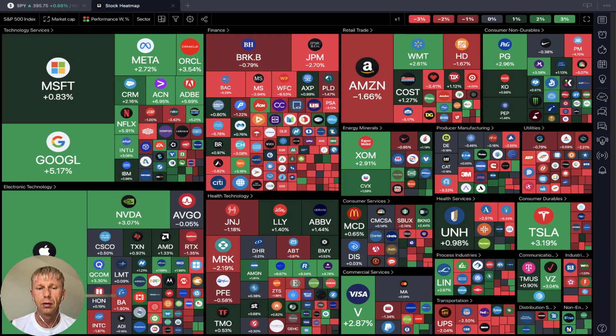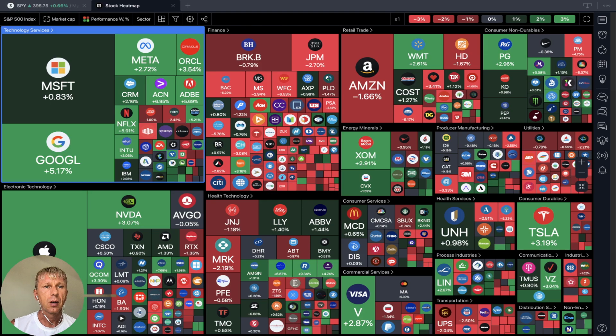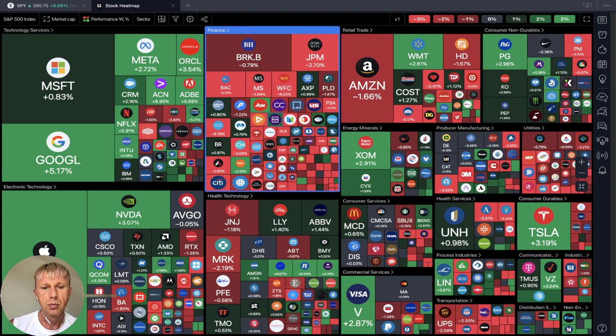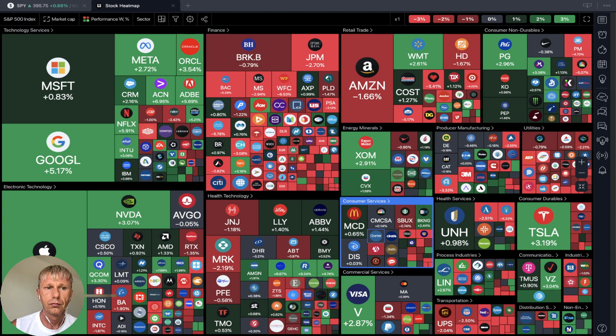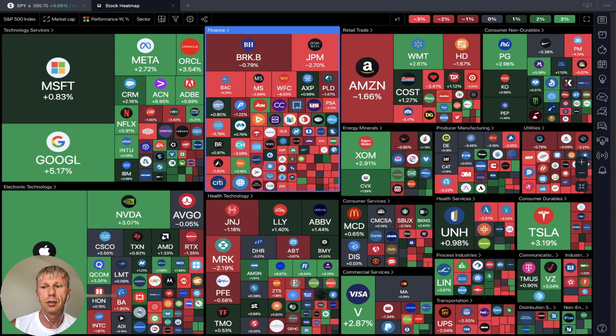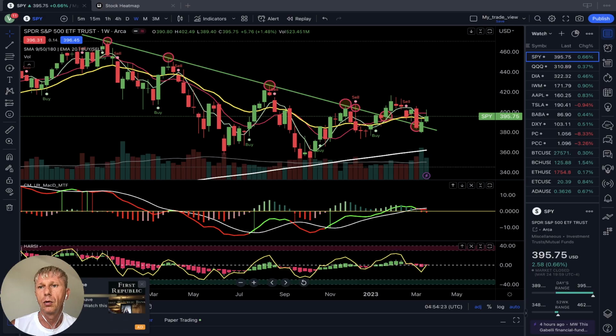Let's move to TradingView. TradingView, stock market, stock heat map. It's mixed mode, red, green, large corporations green, small companies red. That's what we have, mixed mode. Let's move to our watch list, our indexes, weekly time frame.